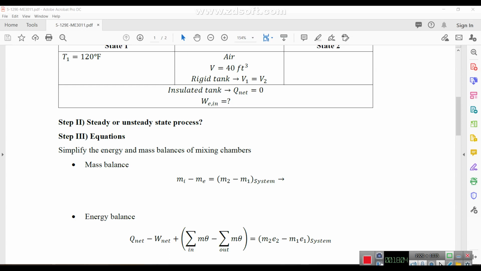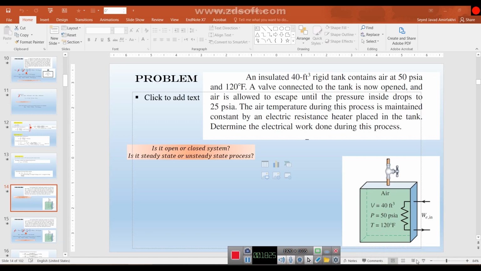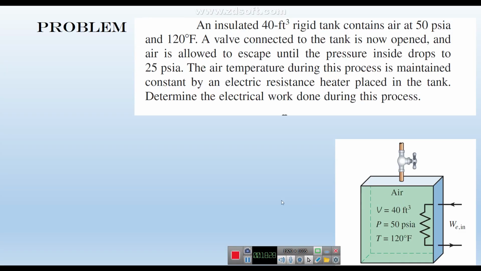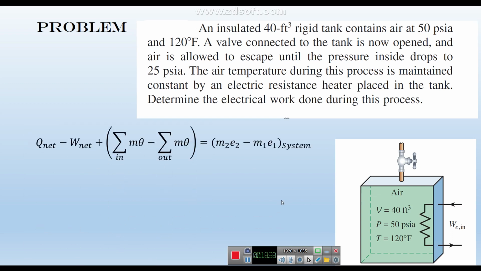Okay guys, so the mass balance equation will be the same as the previous example. There is no inlet, so you can cancel Mi. So then ME equals M1 minus M2. This is the mass balance. For the energy balance equation, this is the energy balance equation for unsteady flow processes. So Q net is 0. Why? Because this is an insulated, rigid tank. So you can simply cancel the Q net.